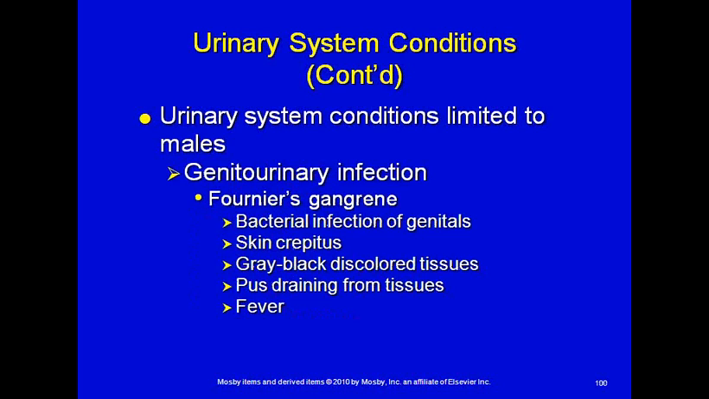Fournier's gangrene is another genitourinary infection limited to males. It's a bacterial infection of the genitals. You may see something like skin crepitus, gray-black discolored tissues, pus draining from the tissues, and a high temp.